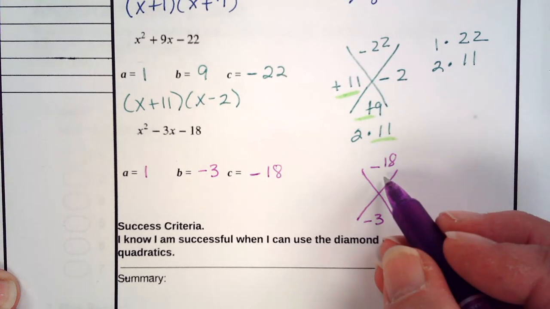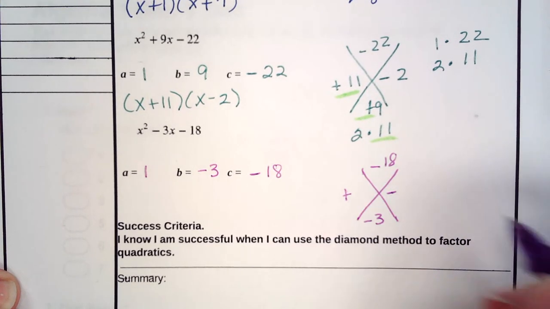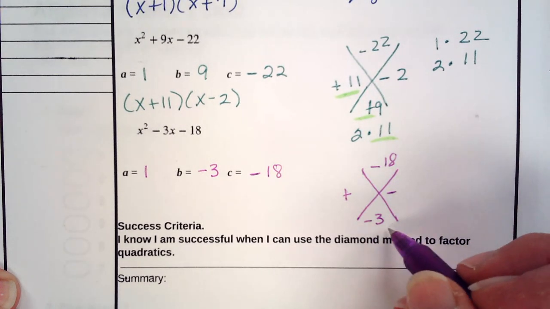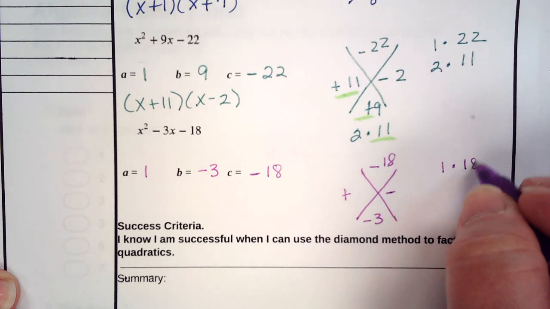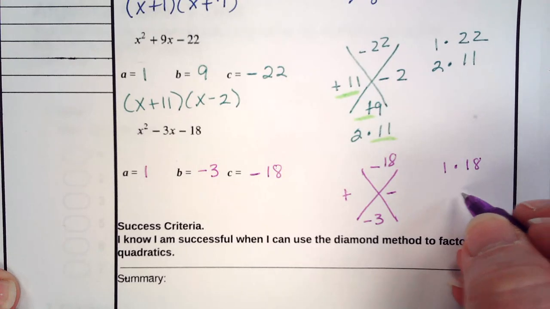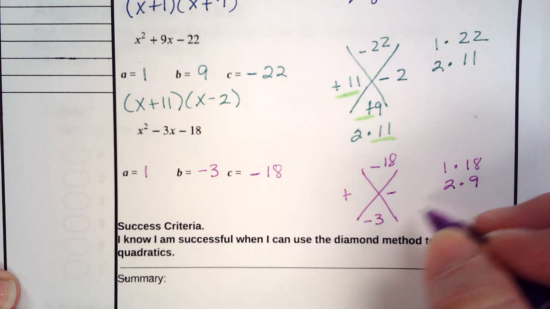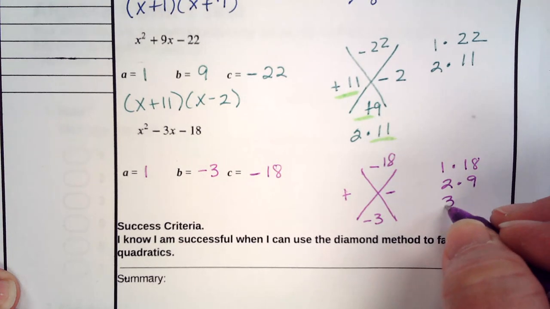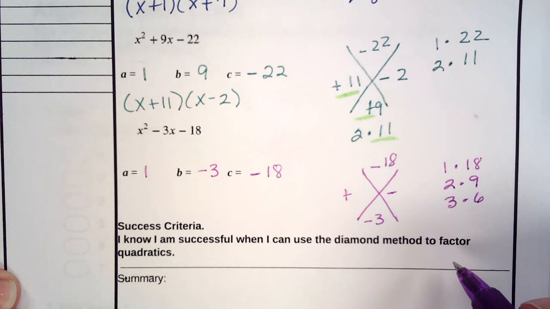Okay, if this is negative, one has to be positive, one has to be negative. What are my factors of 18? When I subtract them, I get 3. 1 times 18. 18 minus 1 is not 3. 2 times 9. 9 minus 2 is not 3. 3 times 6. 6 minus 3 is 3.